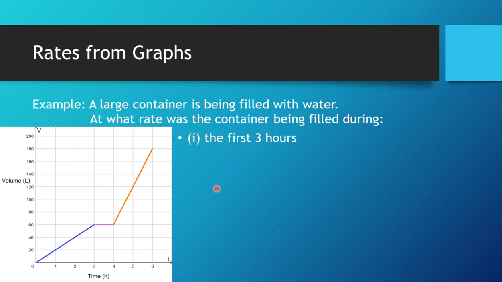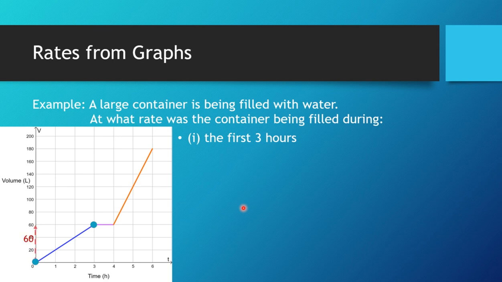So let's look at some values here. At what rate was the container being filled during the first 3 hours? So the first 3 hours start here at 0 and go until time equals 3. So we're looking at this section of the graph. We need to consider the gradient in order to work out the rate.